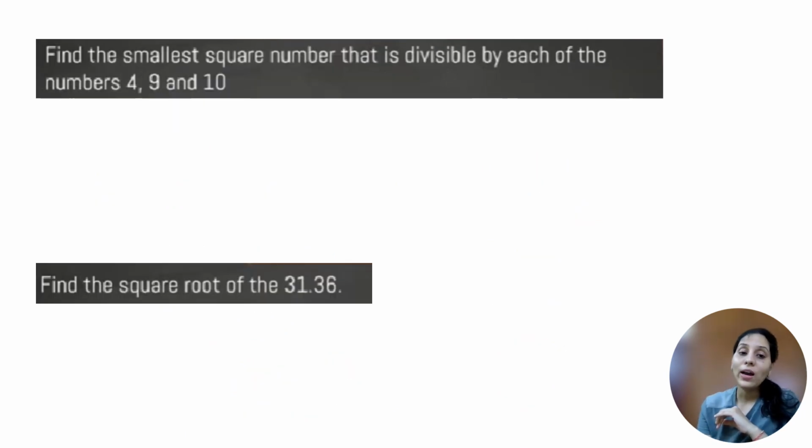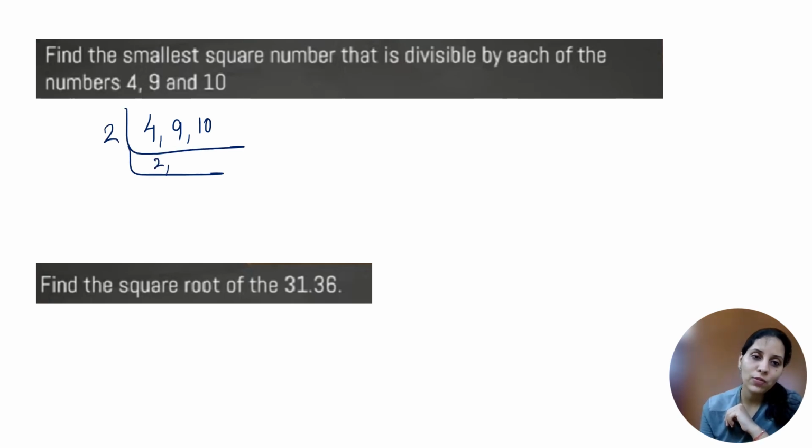Next one. Find the smallest square number that is divisible by each of the numbers 4, 9 and 10. Now you need to find the smallest square number that is divisible by each. Divisible by each means you are going to just find the lowest common multiple, LCM. So 4, 9, 10. Let's start with 2. 2 2s are 4 and 2 5s are 10. Now 2 again. 5. I can take 3.